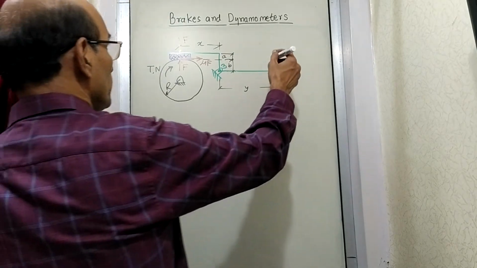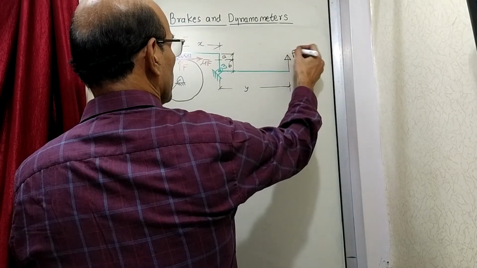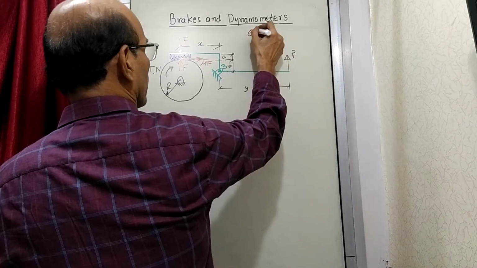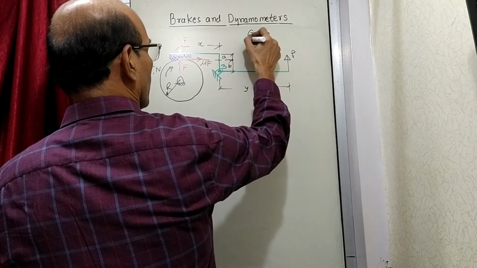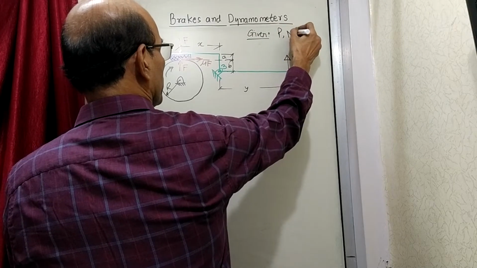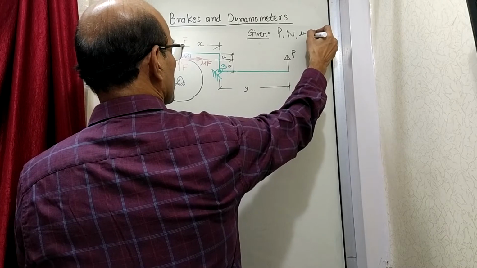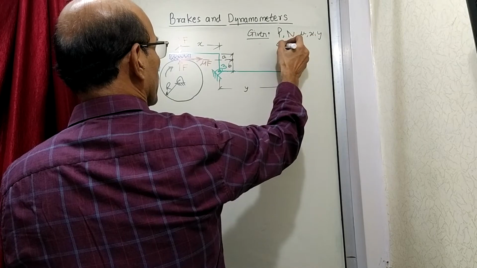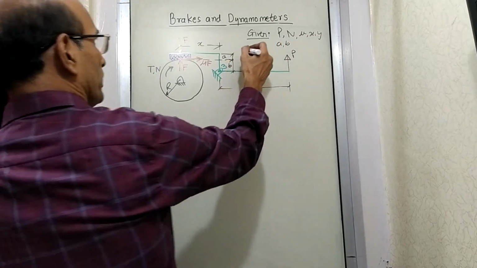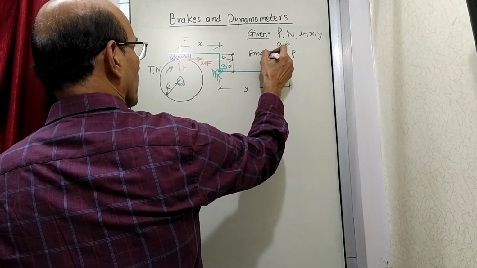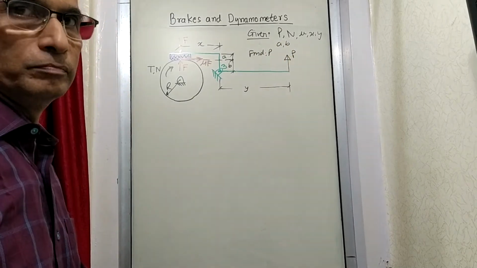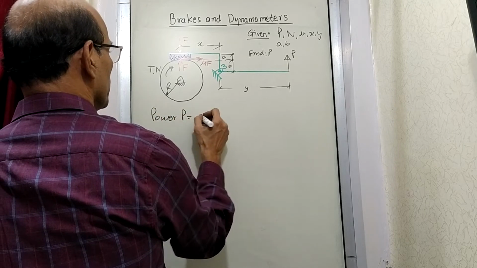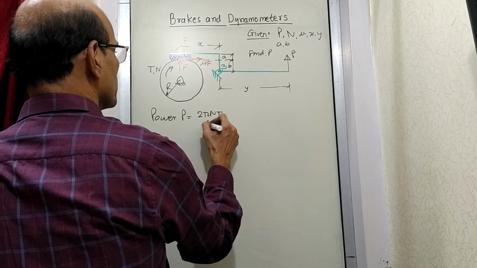So we have to decide the direction of effort. It could be this, and then the usual given things are there. Power is given, speed is given, coefficient of friction is there, x, y is there, and what else is required? AB is also there, and you have to find P. Effort P you have to find out. So we say that power P is equal to 2 pi N T by 60 watts.